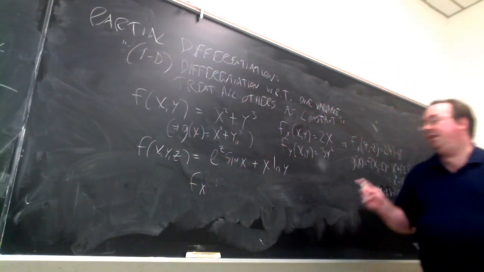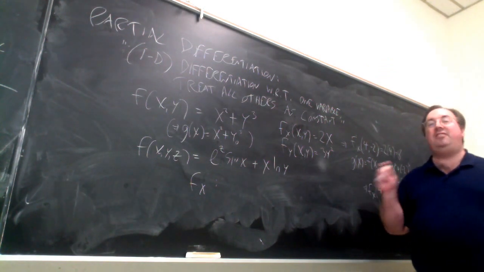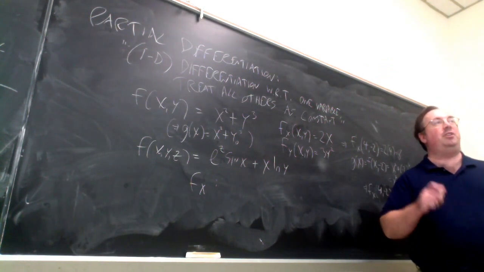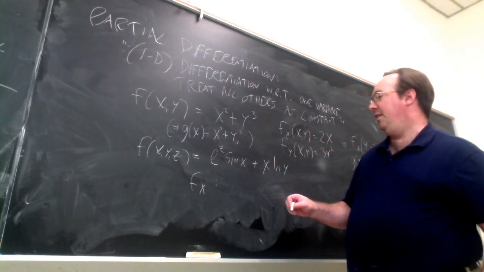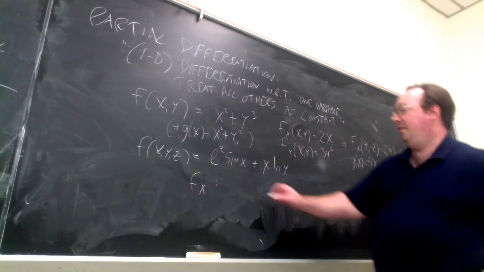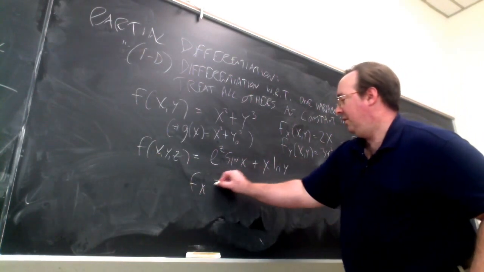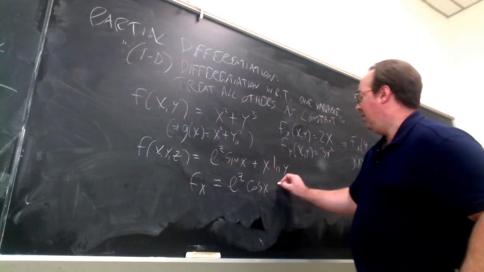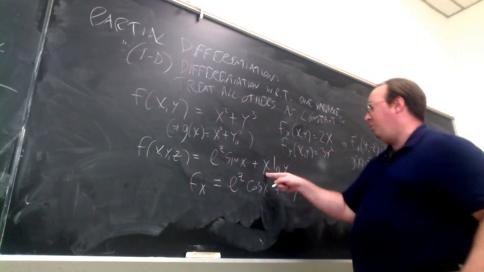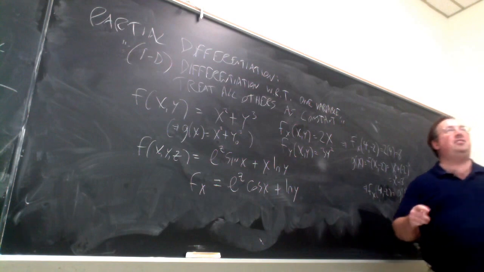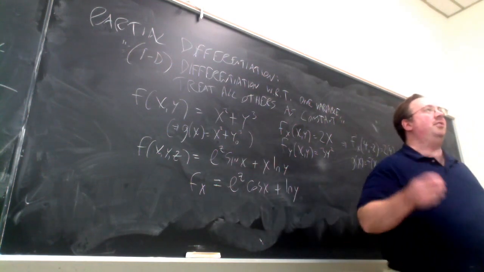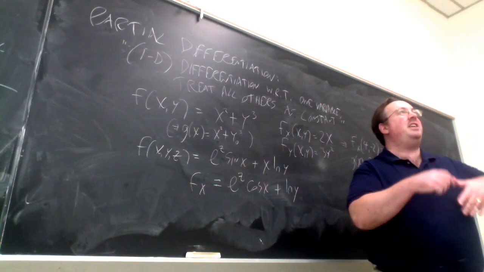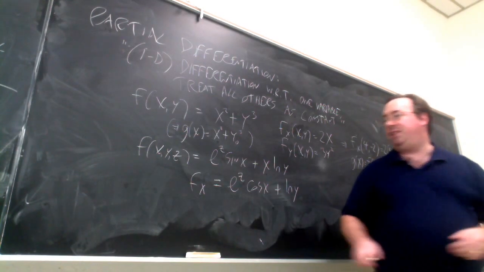So if I treat y and z as constants, and I'm only differentiating with respect to x, what would that give me? E to the z cosine x plus ln y. Yeah, because the derivative of x should just be 1, and that natural log of y is sitting as a constant. Since z is a constant, e to the z is also a constant. So your other variables and any functions of them are treated as constants.